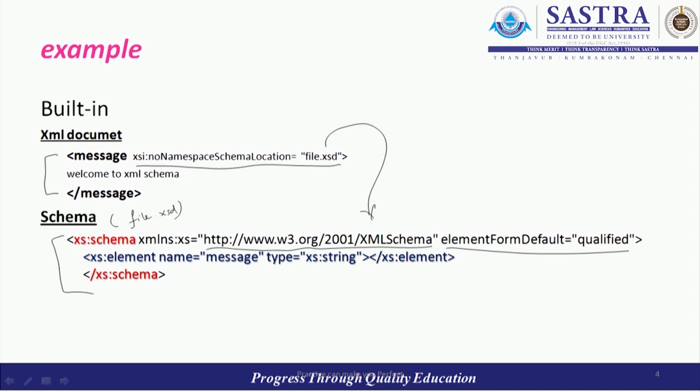What is the element I have in the XML document? Yes, it is message. So xs:element, it's a keyword, space name, the name of the element. What is the name of the element? Message. And what is the content the message element is carrying? "Welcome to XML schema". It's a text I have given. So the data type is xs:string. This is a small restriction we have added for the element message. This is a small example. In this way, the XML element can be defined.